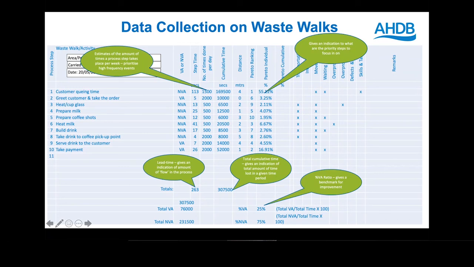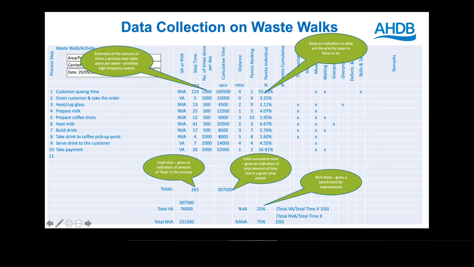You've got your total cumulative time. So if you add up this column, it gives you your total cumulative time. So again, that might be something you can use as a before and after metric to see whether things have got better or have got worse. And then this value add ratio.